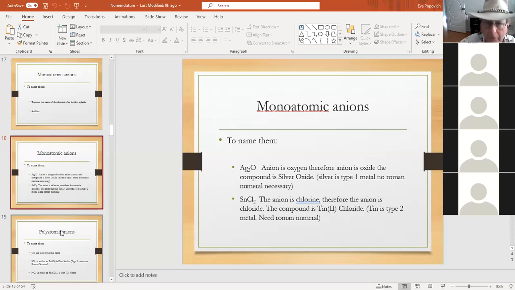All right. Now, Dylan, I still need you. What's the first syllable for oxygen? Ox. Add what? What do you add to it? Ide. Oxide. So the whole name is silver oxide.